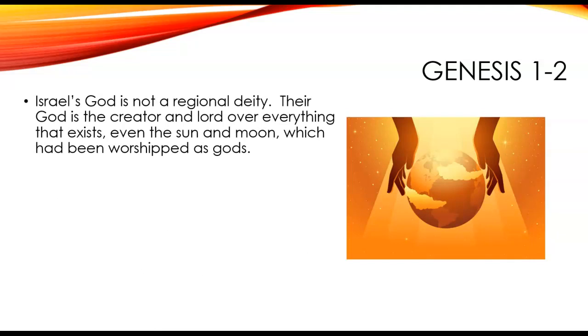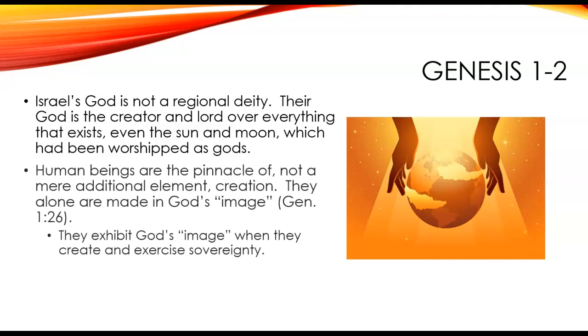So Israel's God is not a regional deity. Their God is the creator and Lord over everything that exists, even the sun and moon, which were worshipped as gods by other cultures. And so instead of treating the sun and the moon as God, the Israelites are supposed to see that there is another being responsible for the sun and moon's existence, as well as everything else.